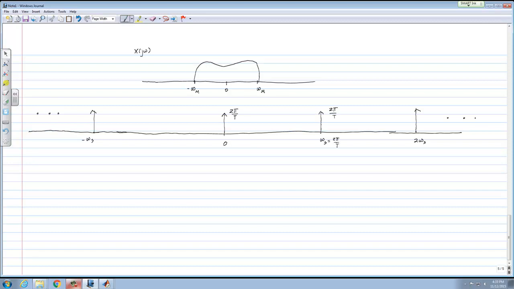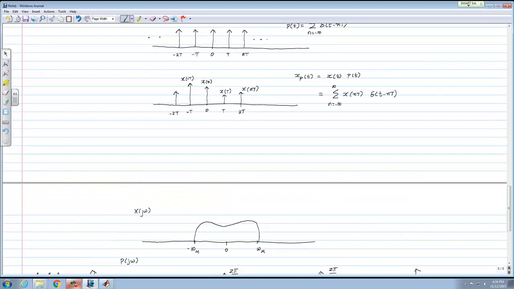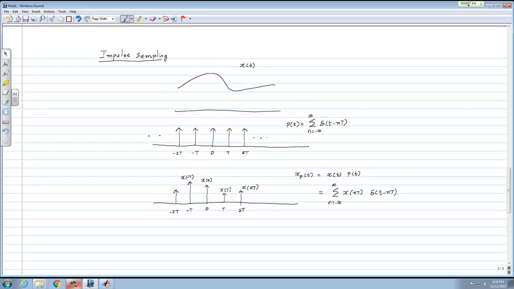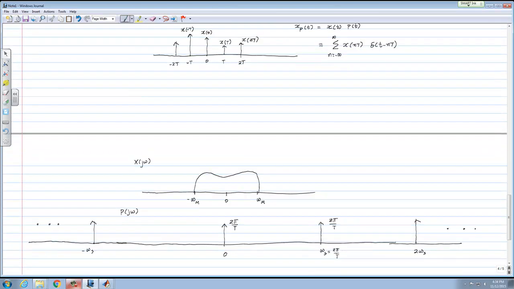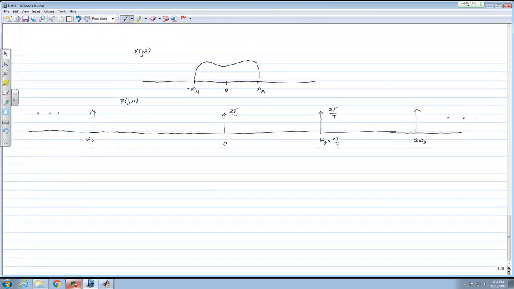Okay, so this is P of j omega. What is the Fourier transform of x sub p of t? Remember, we started with x of t and p of t, multiplied the two of them together, and obtained x sub p of t. What's the Fourier transform of x sub p of t? It's the convolution of these two Fourier transforms multiplied by 1 over 2 pi.